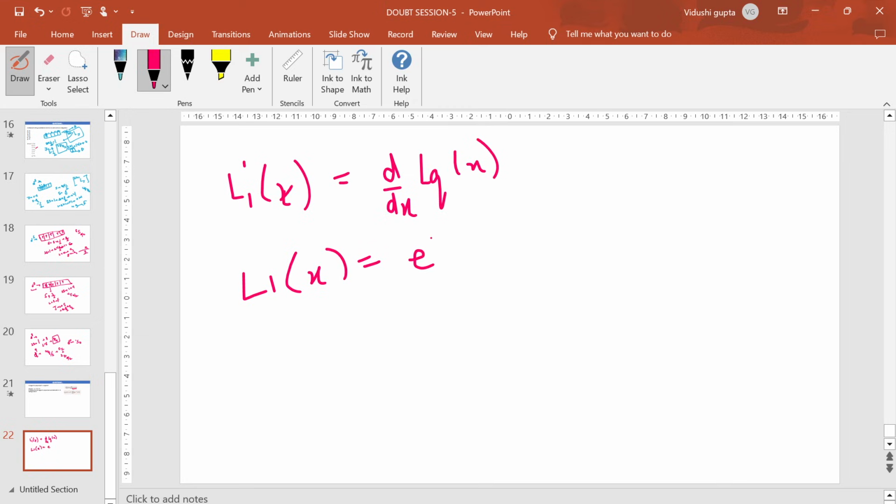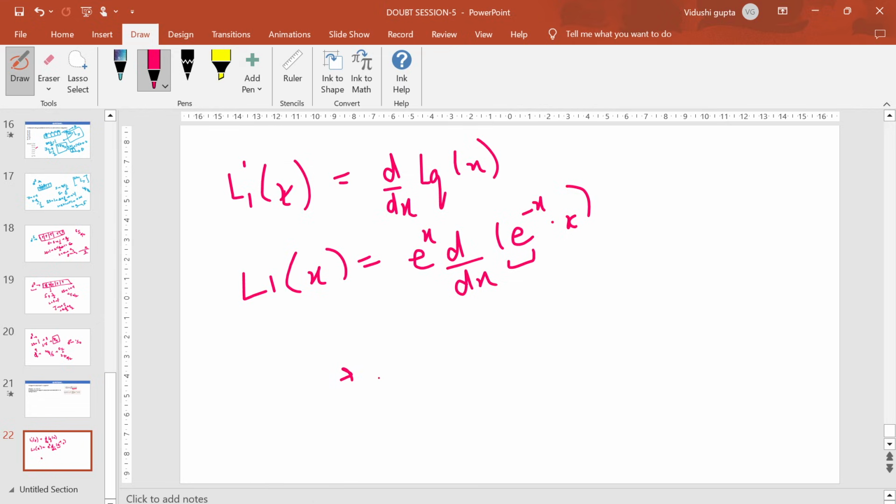It is given by e^x d by dx of e^-x into x. Now there are two terms. How do you get differentiation of these two terms? Firstly we will differentiate the first term and keep the second term constant, then add, then the first term constant and the second term differentiated.